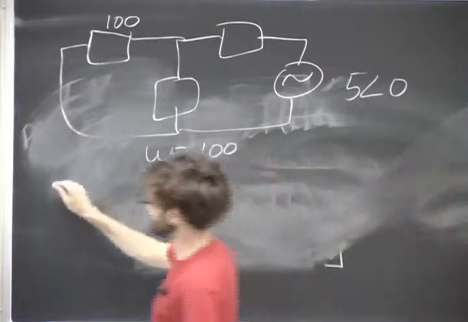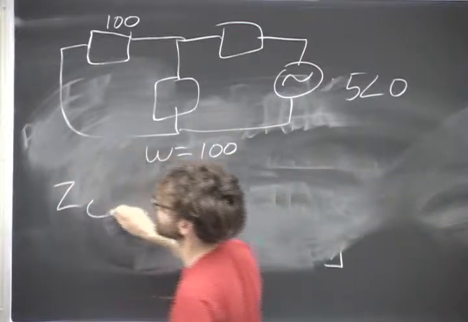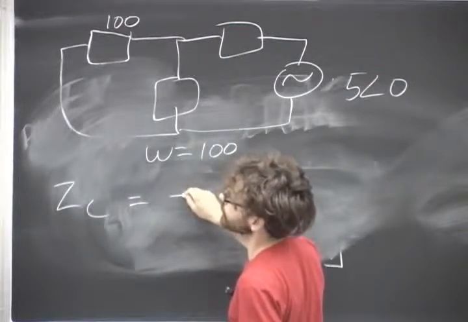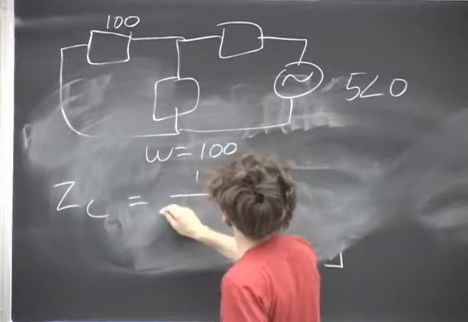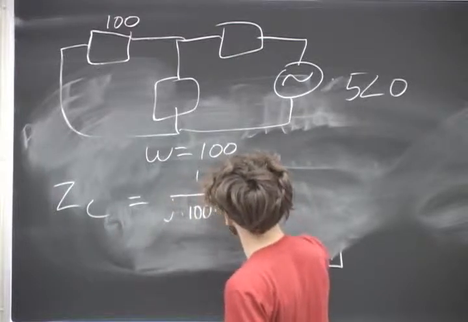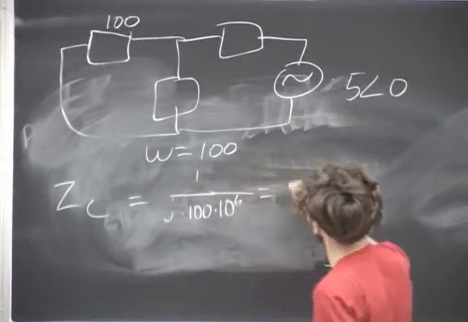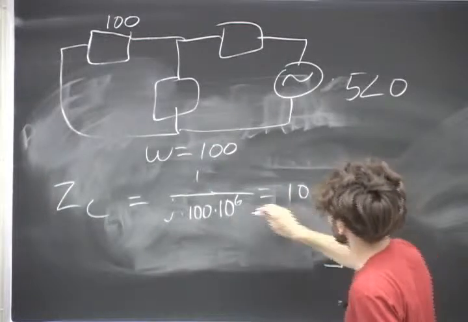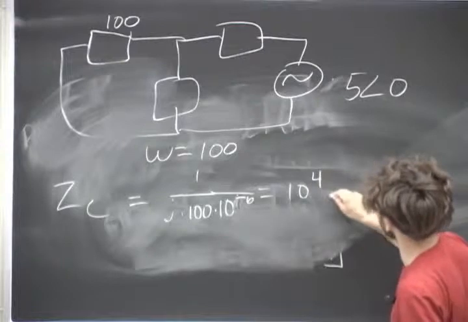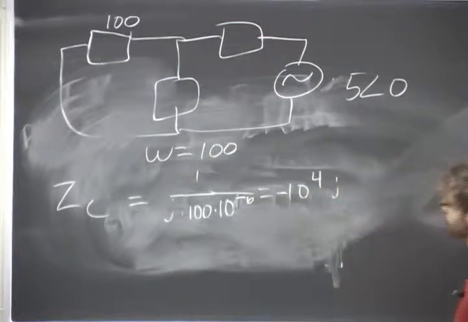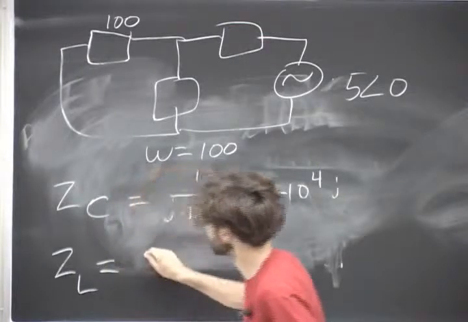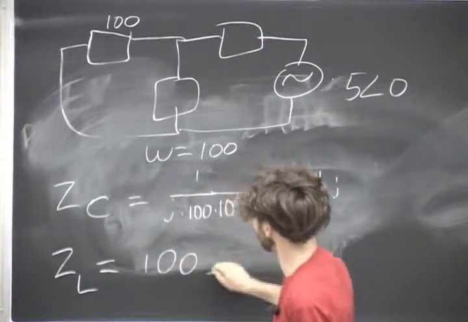So what's ZC going to be? Let's see. In this case, it's negative 1 over j, 100, 10 to the minus 6. It's minus 10 to the 4th j. Okay, that's C. And then L is just what? 100j. Okay, piece of cake.